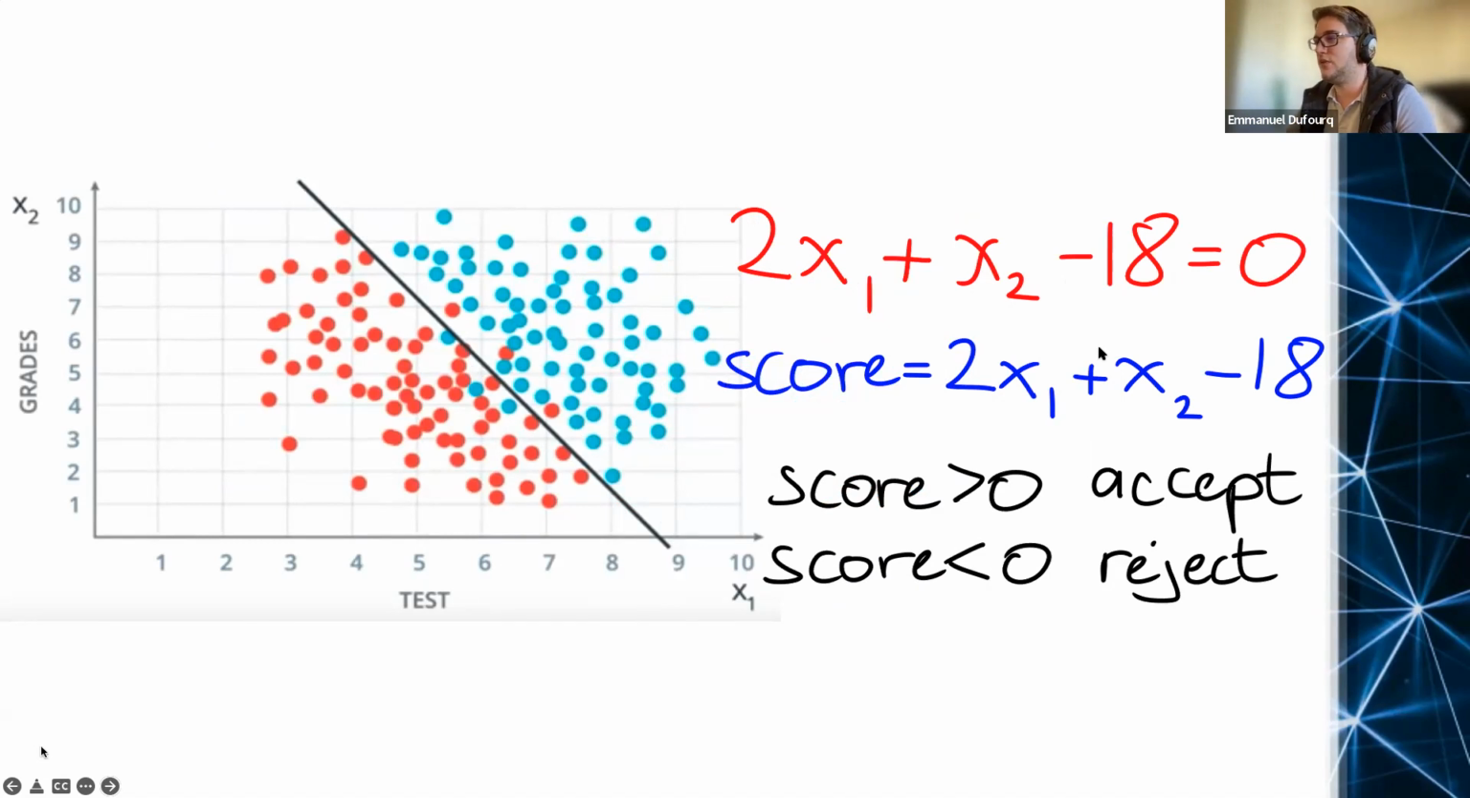So we can rewrite the expression and say that the admittance score is 2x1 plus x2 minus 18. And if the score is greater than 0, we accept the student. So in other words, if it's above the line. And if the score is less than or equal to 0, then we reject the student. So this is our simple model.